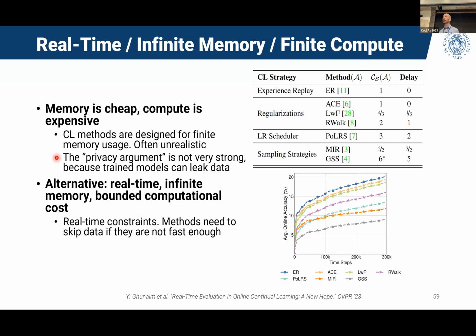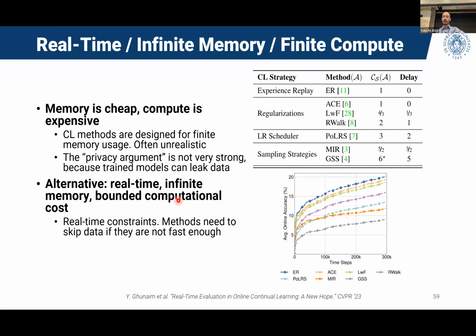There is a privacy argument. People say that you shouldn't keep the old data because of privacy, but it's not a very strong argument because, of course, the model itself can leak data. You can't just give a trained model and say this is private. So in general, I think there is this still unsolved problem, which is the real-time constraint on one end and the infinite memory, but with bounded computations, on the other.